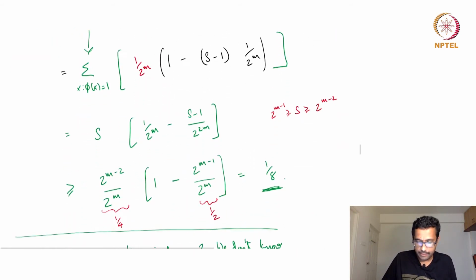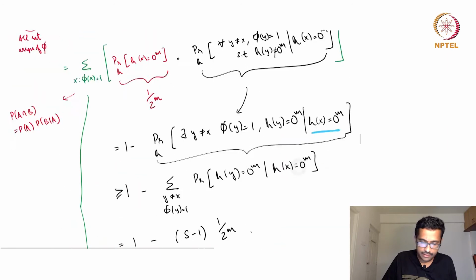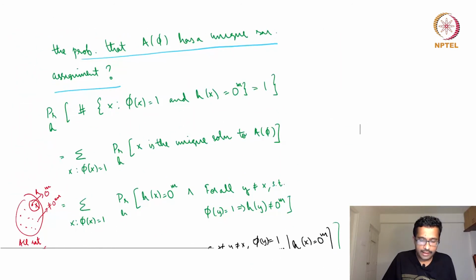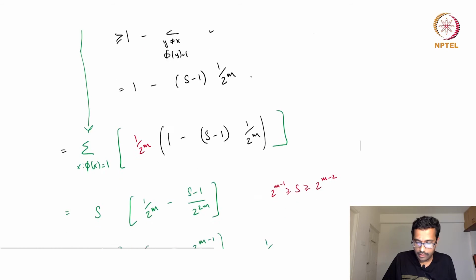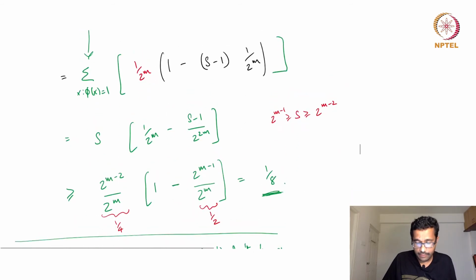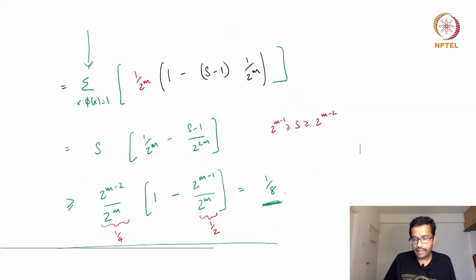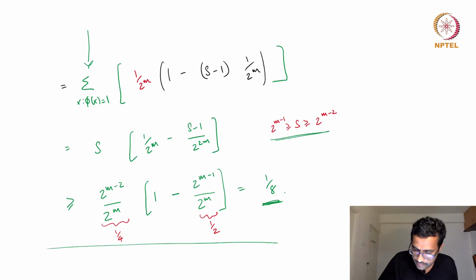So what we get at the end is, what is the probability that phi has a unique satisfying assignment? That is 1 by 8, provided phi has a satisfying assignment in this range, in the range 2 power m minus 1 and 2 power m minus 2, right. If it has in this range, the probability that phi has a unique satisfying assignment is 1 by 8, right.